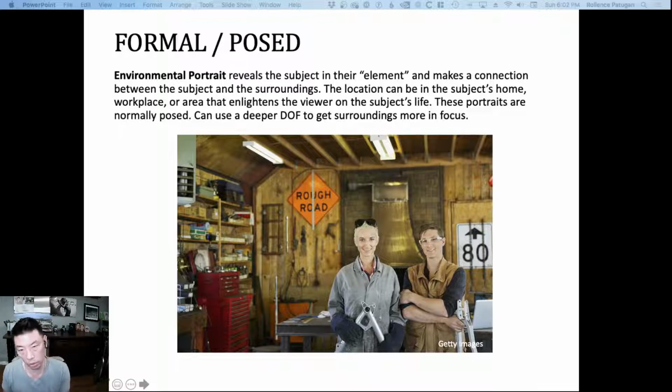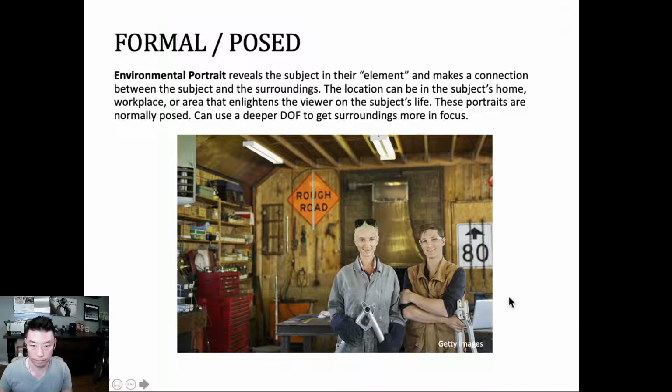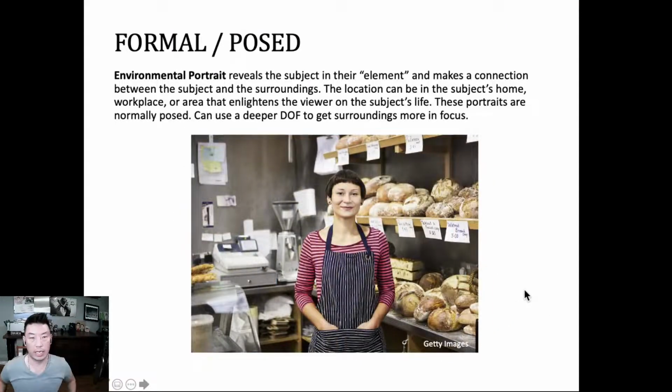You have complete control of the situation. You're asking them to look at the camera, and they know that you are taking their picture. All right, it's not a candid image, which is in another video, but this is again a formal and posed shot. Here's another example of an environmental portrait.